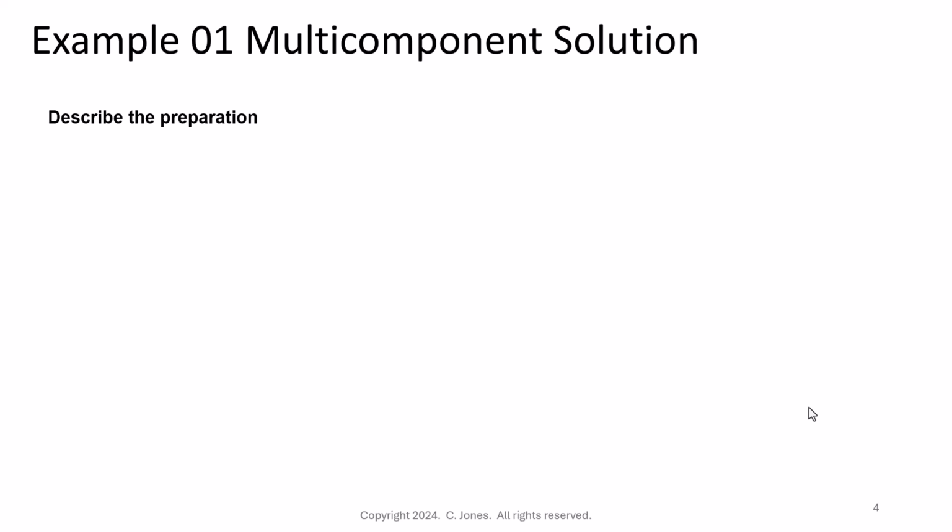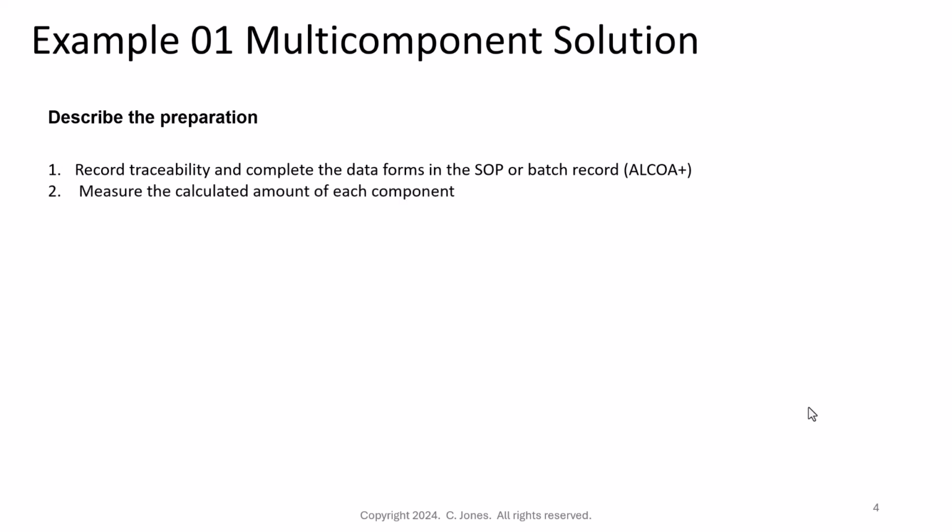But we prepare all of our solutions in the lab by SOPs, and the SOPs provide a little bit more detail. They have data tables, they have traceability tables, and things like that. But this is just sort of a quick overview to always remind people what we do when we prepare a solution. So the first thing we do is record traceability and complete the data forms in the SOP or batch record according to ALCOA Plus directions.